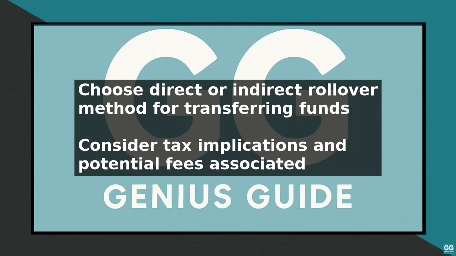After initiating the rollover process, wait for the funds to be transferred to your Fidelity IRA account. This can take several weeks, depending on the complexity of the transfer and the speed of the parties involved. Once the funds have been transferred, review your Fidelity IRA account to ensure that the rollover was successful and that your funds are invested according to your preferences.